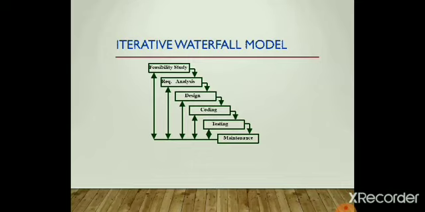This is the iterative waterfall model with feedback path. The iterative waterfall model is the same as the waterfall model, but it has a feedback path to every phase. We can go back to every phase of the life cycle. If there is any error, we can go back and rectify it there and redo the subsequent phases also.